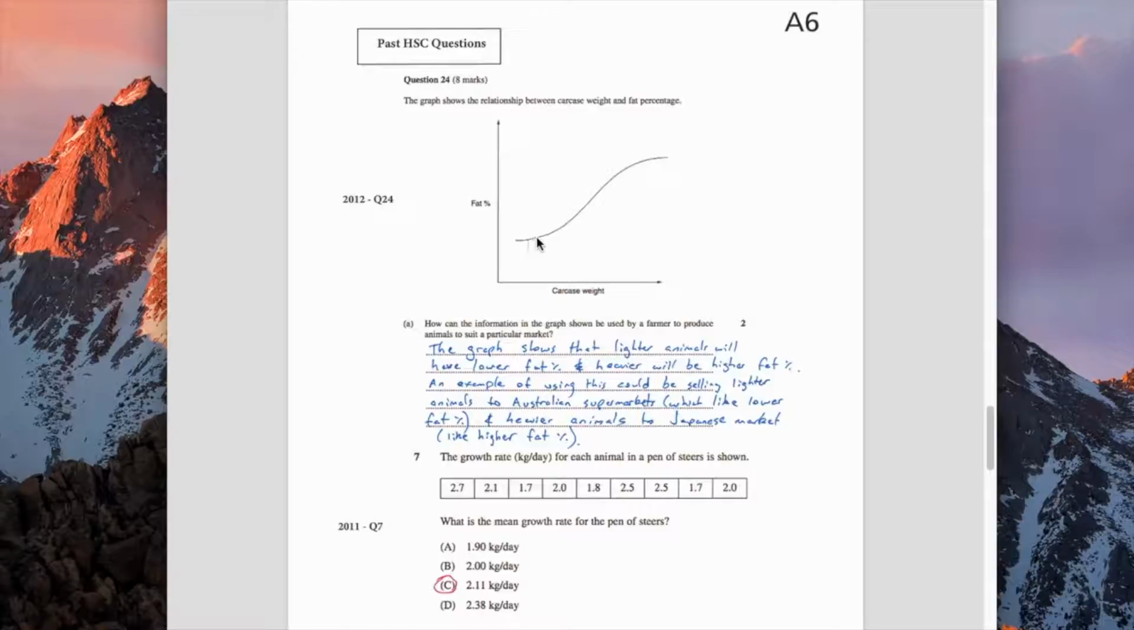So as the carcass gets heavier, the fat percentage is going to increase, which is what we know as an animal is becoming more mature and heavier, the fat percentage will increase, it will become fatter.